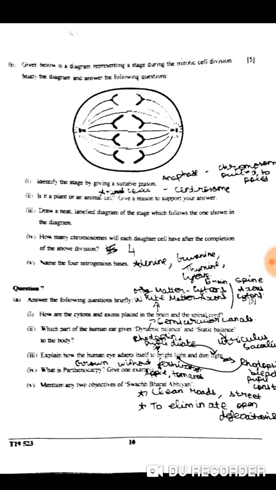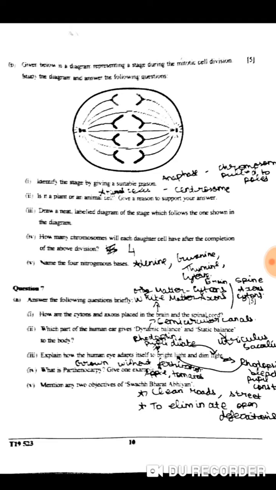Now it's question 7. A1. In the brain, cytons are present in the grey matter and axons are present in the white matter. In the spinal cord, axons are present in the grey matter and cytons are present in the white matter. Which part of the human ear gives dynamic balance and static balance to the body? Dynamic balance is given by semicircular canals and static balance is given by utriculus and sacculus.